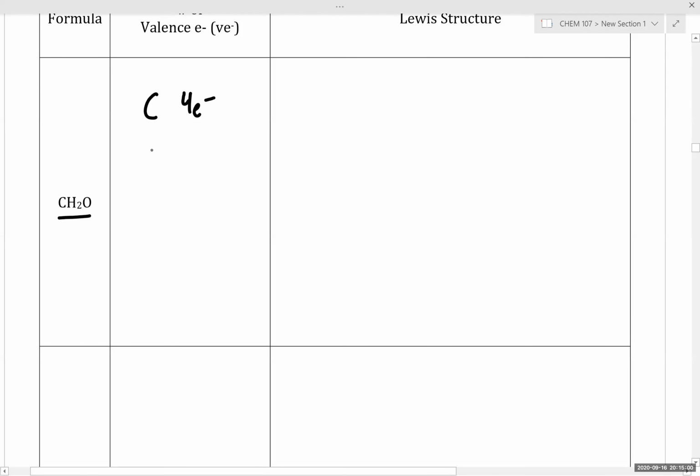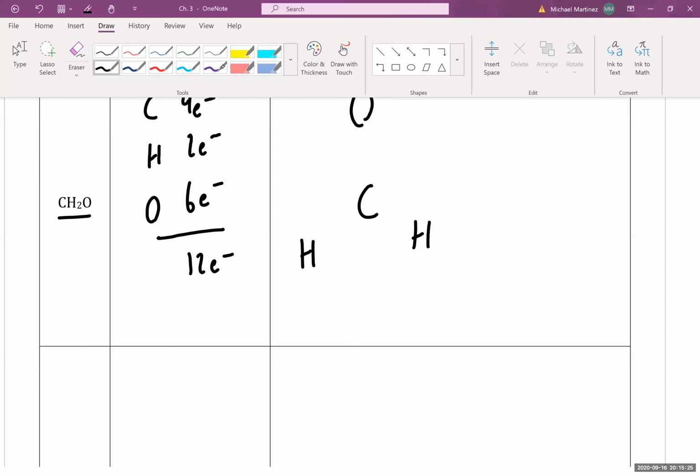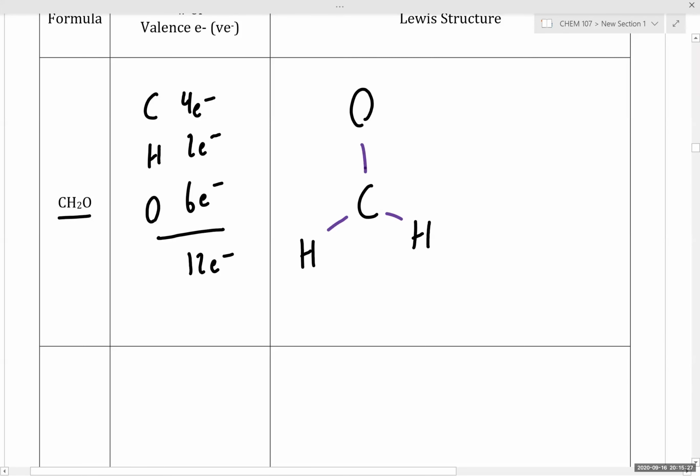Carbon has 4 electrons, hydrogen has 2 electrons, and oxygen has 6 electrons. We add up our total, that gives us 12. Which atom do we put as our central atom? Carbon. Yep, so we put carbon in the center, we surround it with oxygen and 2 hydrogens, and then we form 1 bond each.